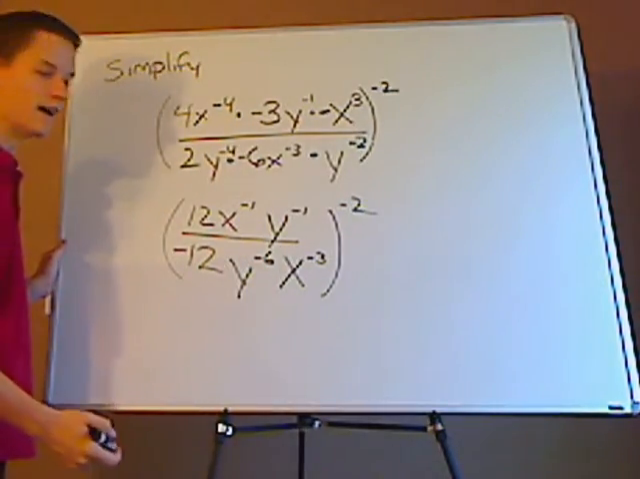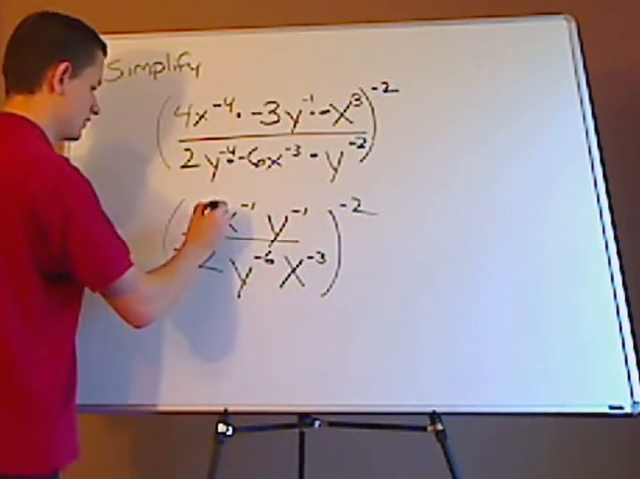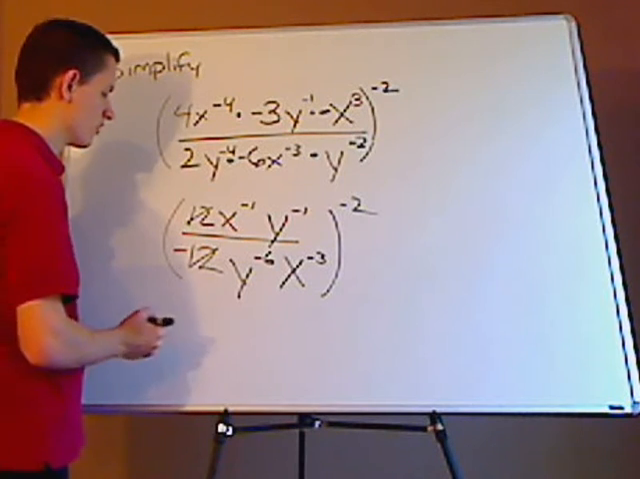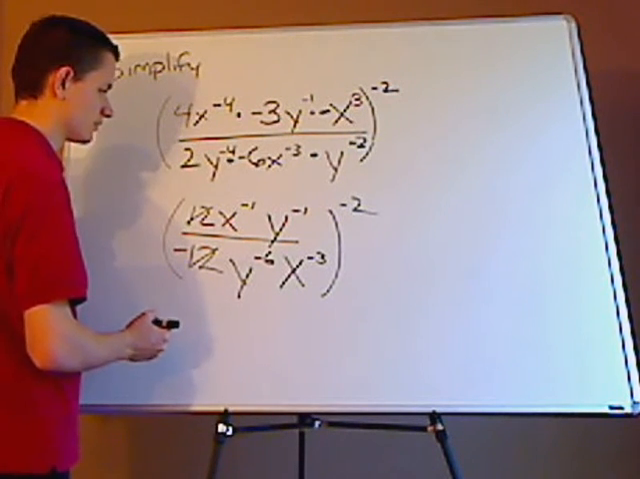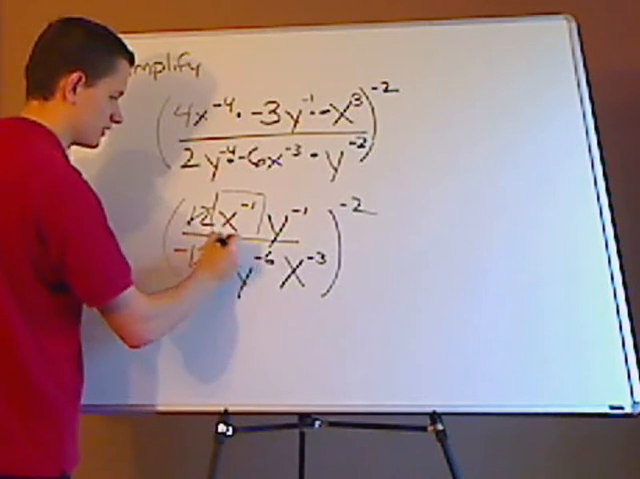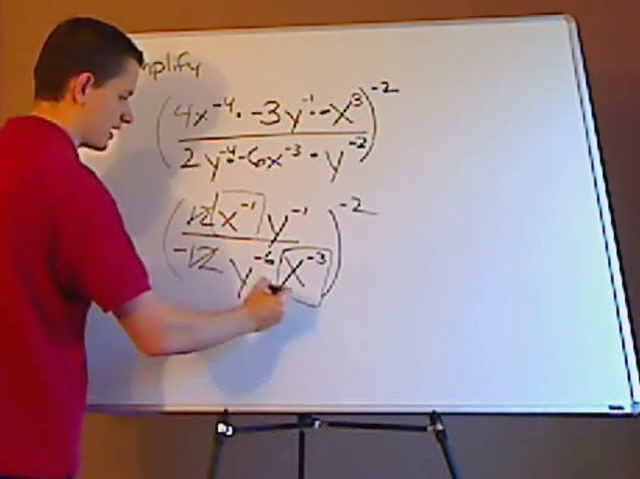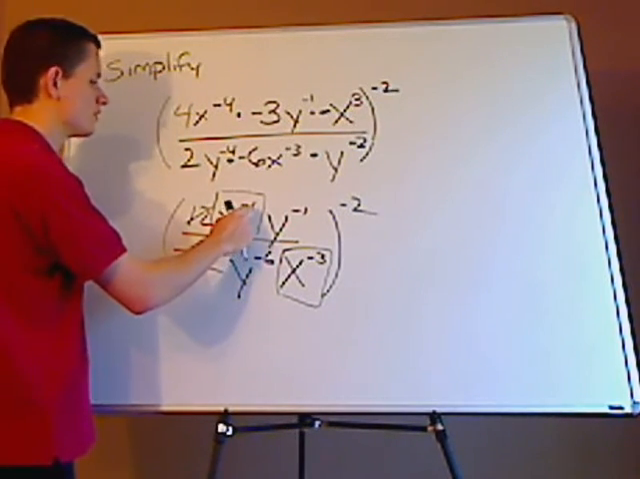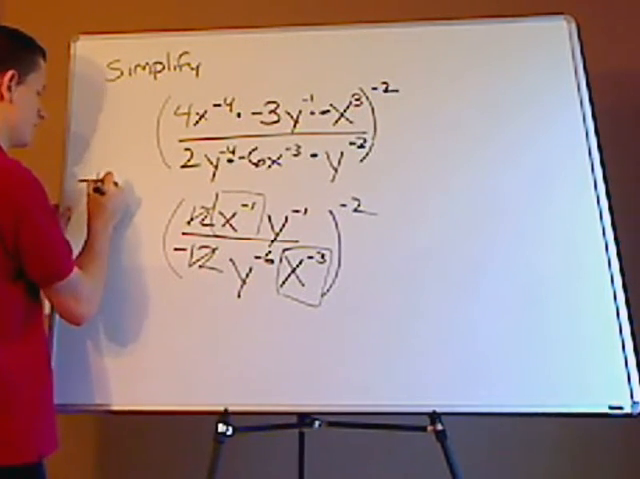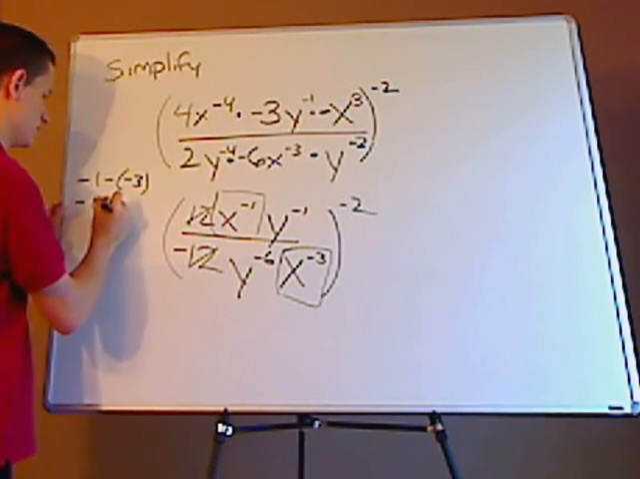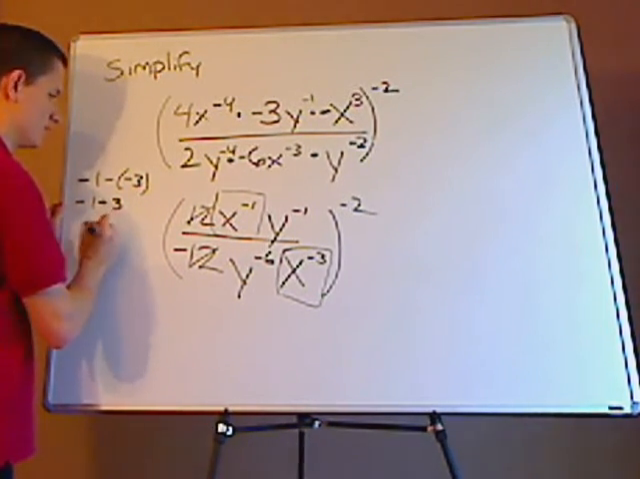So I keep simplifying the inside. This cancels out with this, right? 12 over 12 is just 1, so that cancels. Then I can mess around with this x and this x. Take the one that's greater, which is the -1. So it's -1 minus a -3. That's -1 plus 3, which gives you 2.